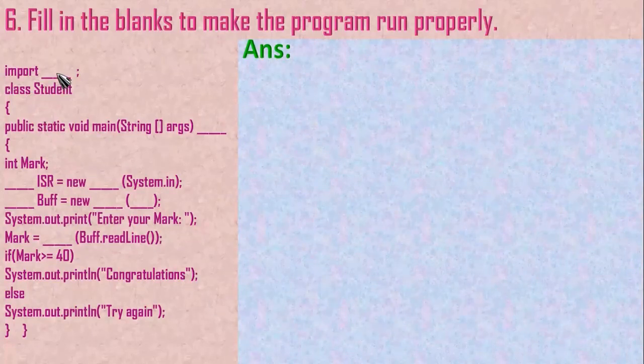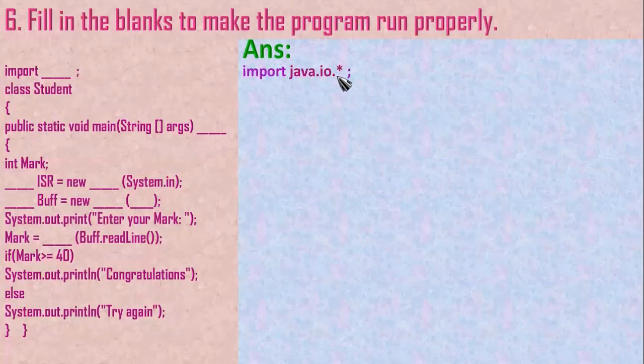So import, so it may be, let us see. Here public static void main of string of arguments, it is given dash here, so it will be throws IO exception. Then it should be java.io package. So we will write import java.io.* and terminate. So here is the filled one.